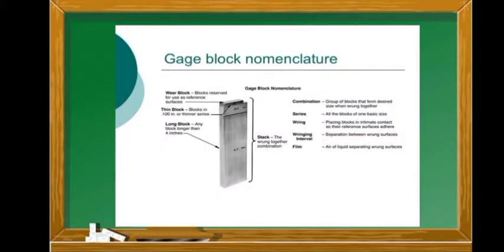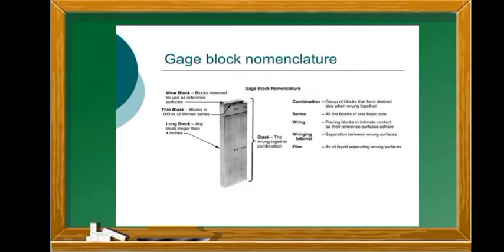So we have here an example of gauge block nomenclature. So we can see here a stack of gauge blocks. Stack means the rung together combination, and combination refers to a group of blocks that form a desired size when rung together. So this is a combined blocks in different series.